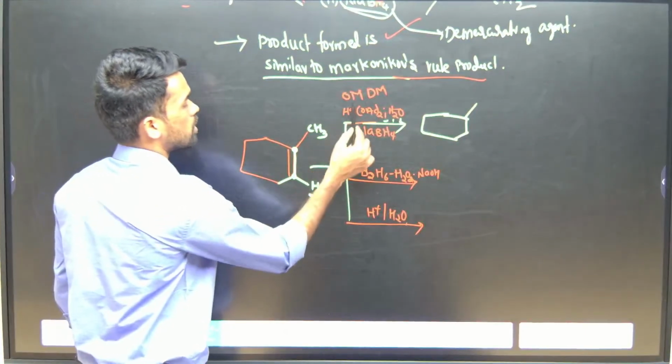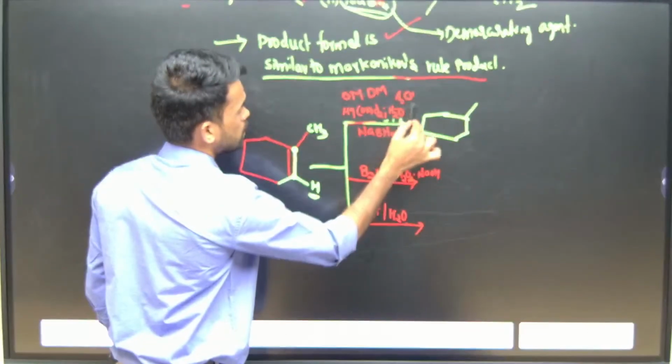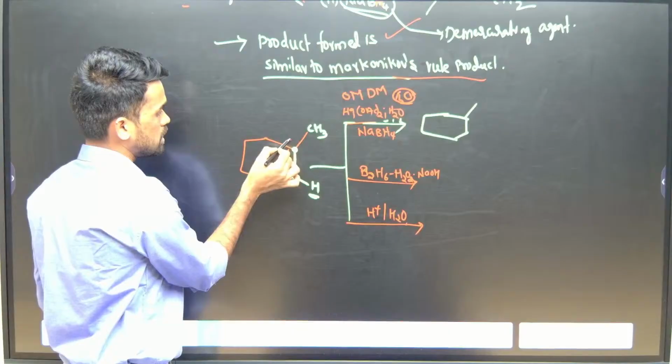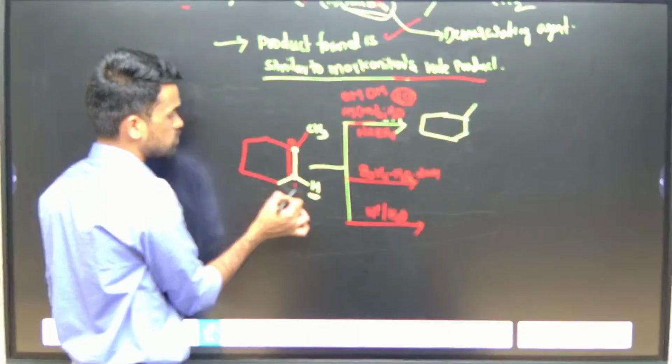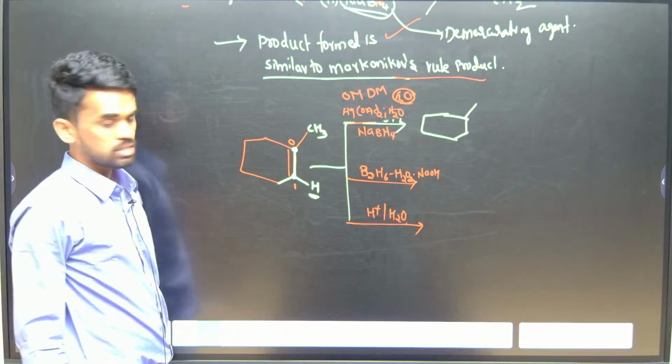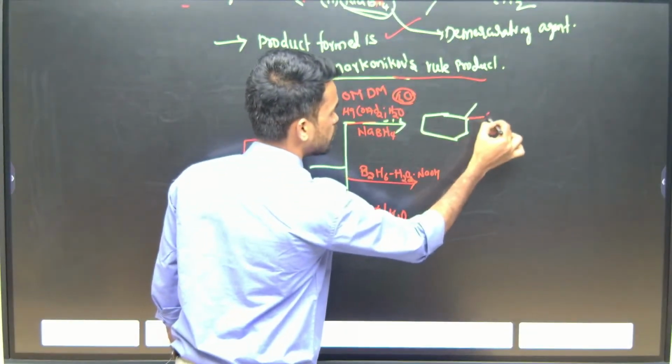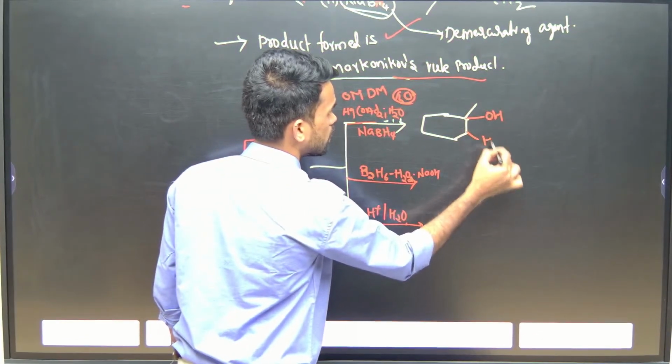So oxymercuration, demercuration means we need to add water. Where this H and OH will go, the negative part of the addendum goes to the least number of hydrogen containing carbon. So this is having 0 hydrogens, this contains 1. So which is having least number? The above one, 0 is least. There you need to add the negative part. The negative part of water is what? OH. So here it will be OH, here it will be H.